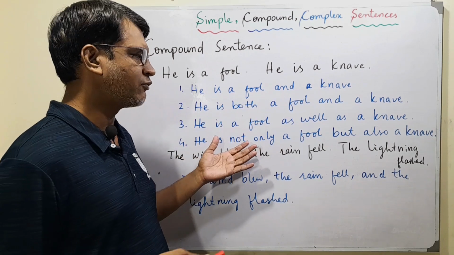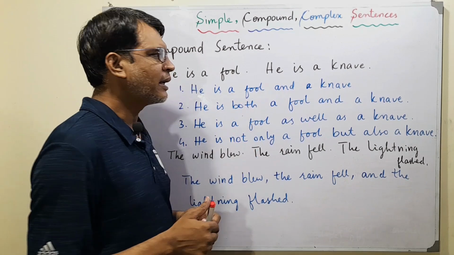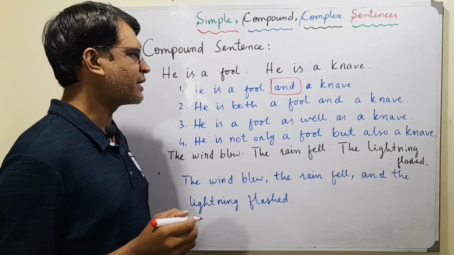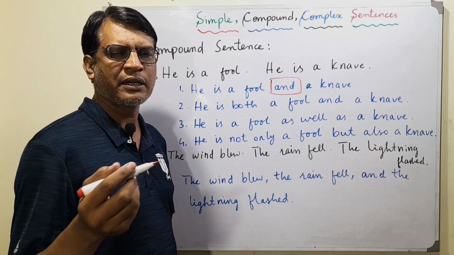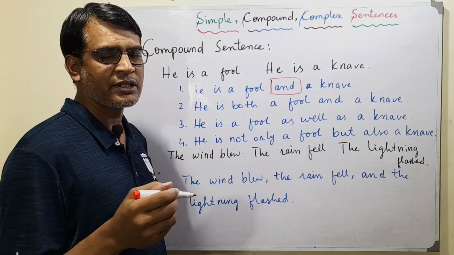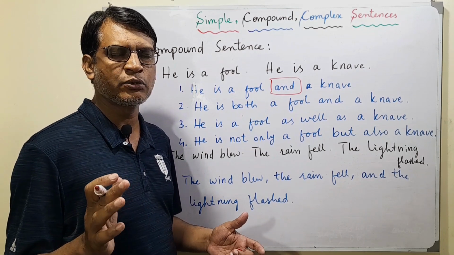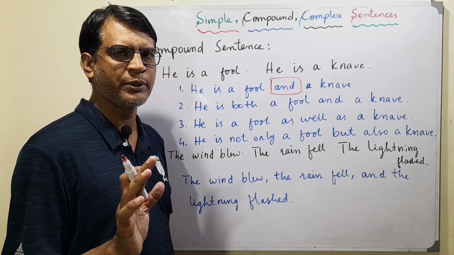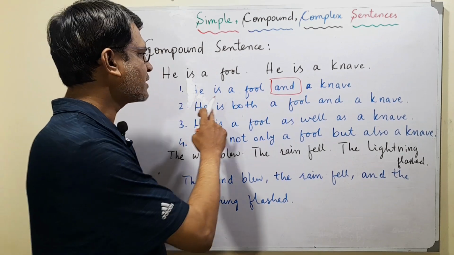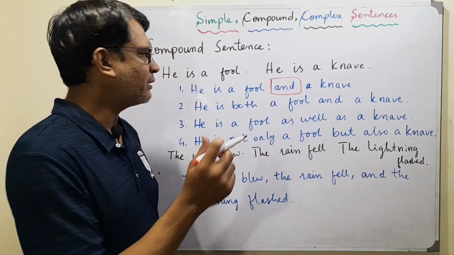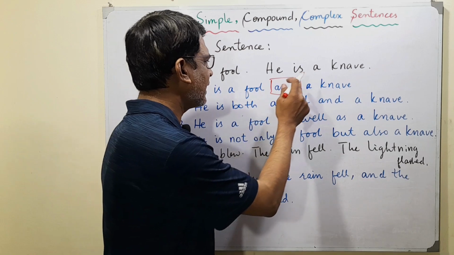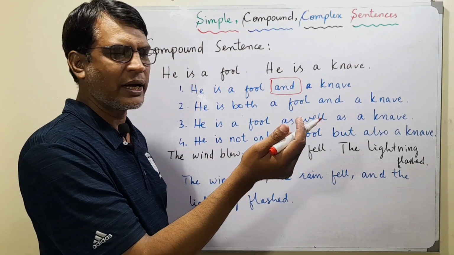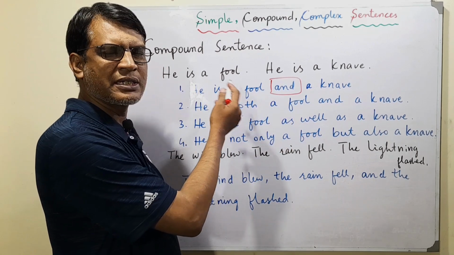So let's see, for example, he is a fool and a knave. In this sentence, we are joining these two simple sentences with and, which is a conjunction. Remember also that and is used to join compound sentences only. It will never be used in a complex sentence. Actually, in this sentence, I want to say he is a fool and he is a knave. But I'm not saying that. Why? Because I'm not using the same subject again.